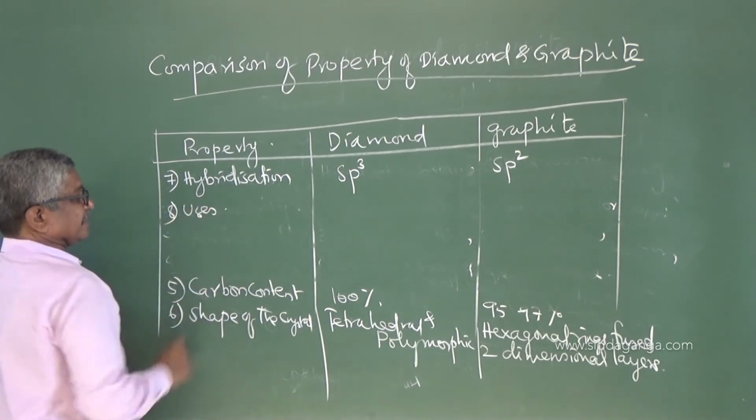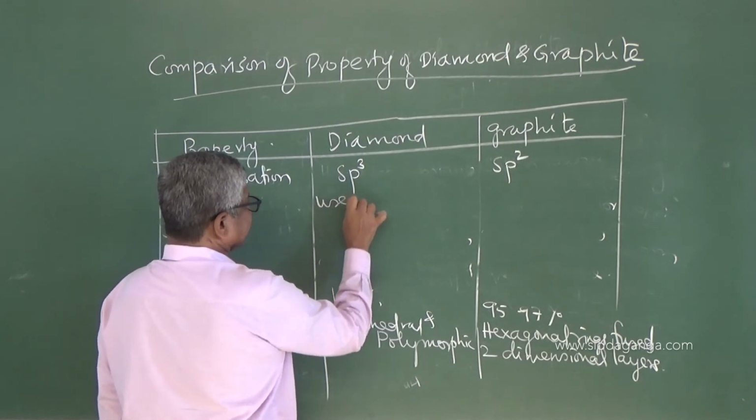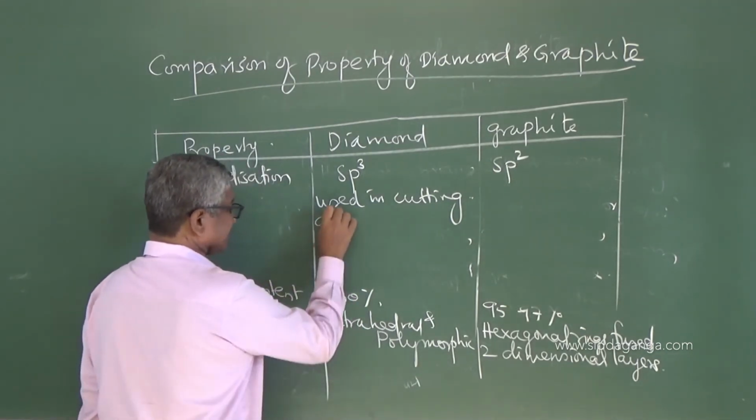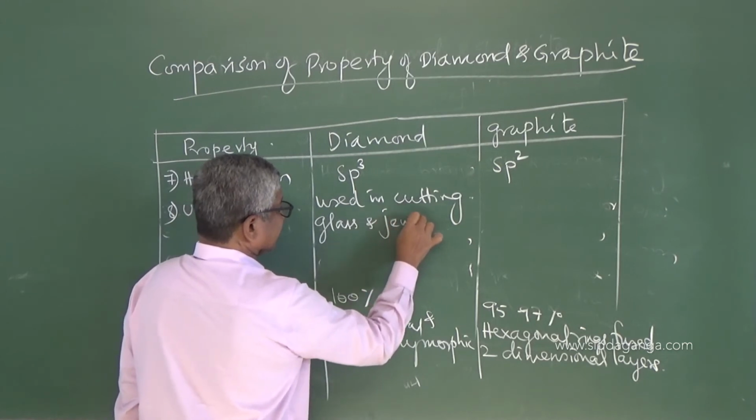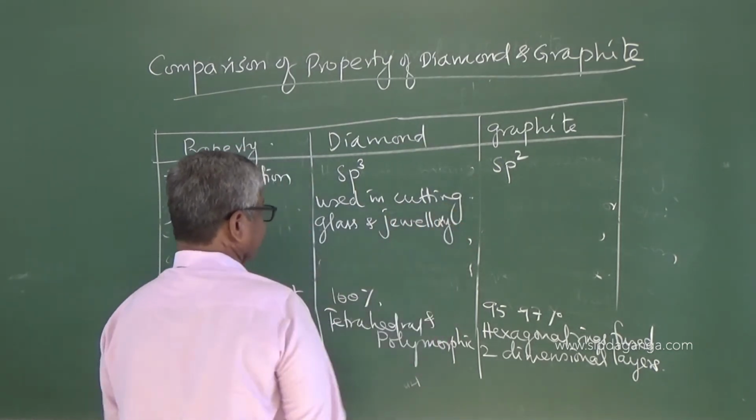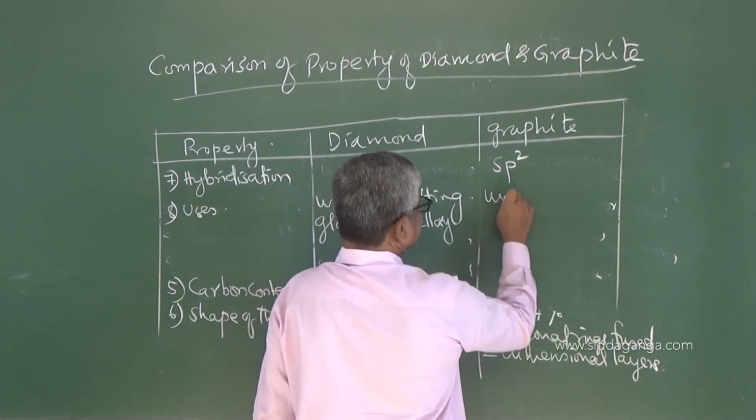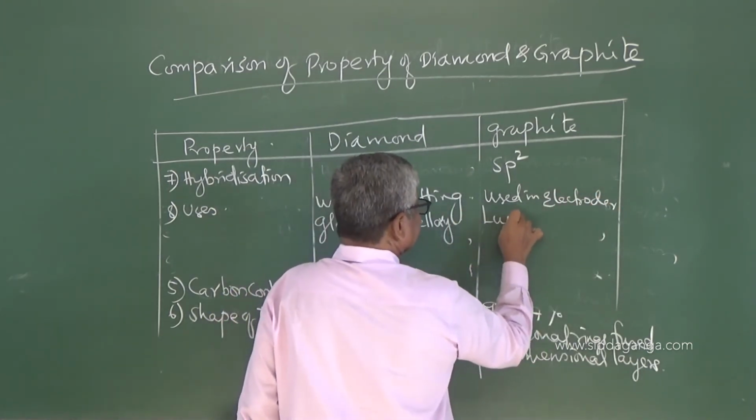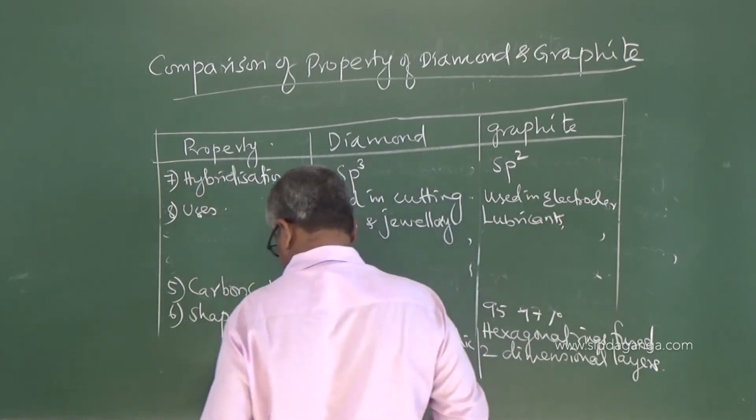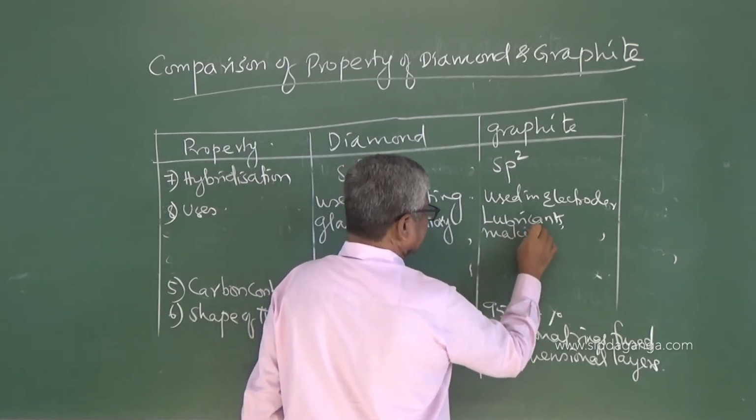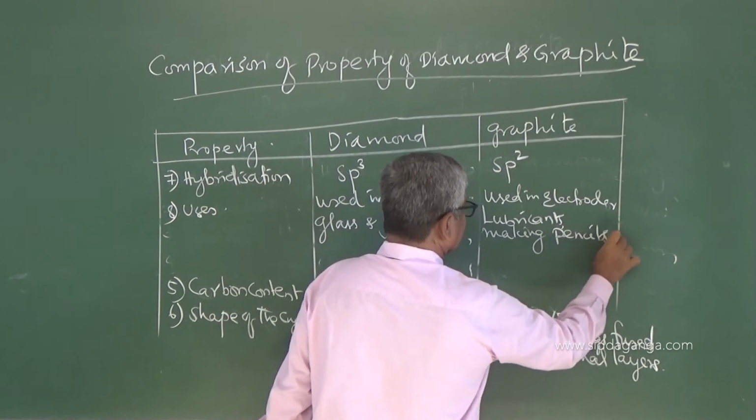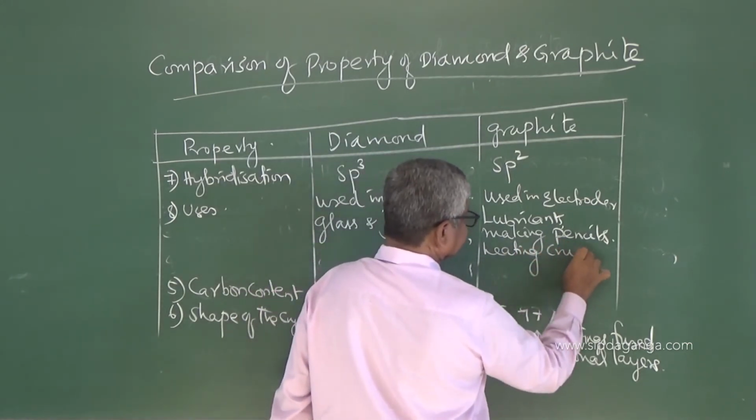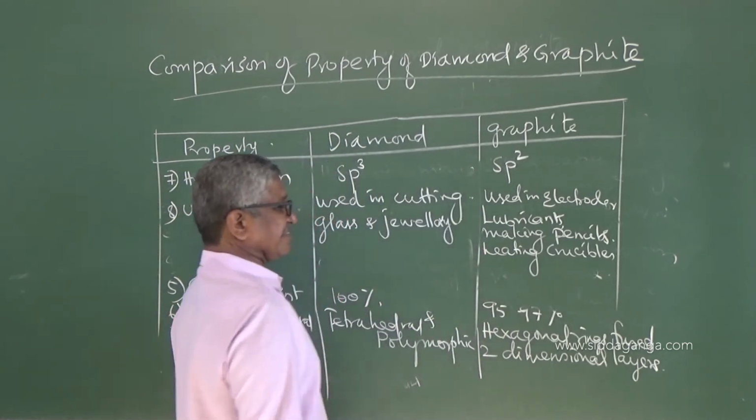Uses: diamond is used in cutting glass and in jewelry. Graphite is used as an electrode, as a lubricant, in making pencils, and in heating crucibles.